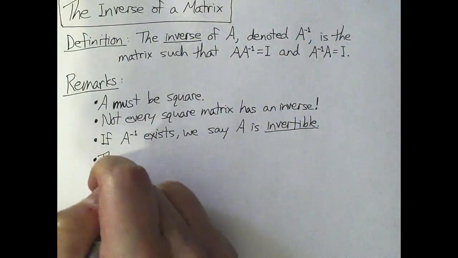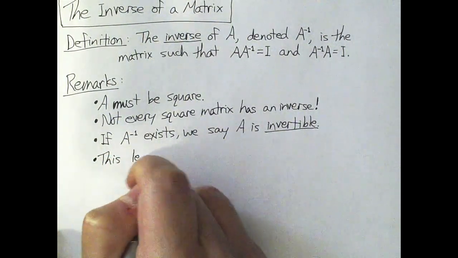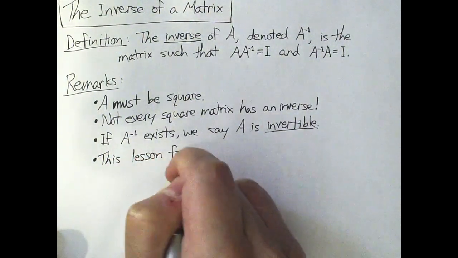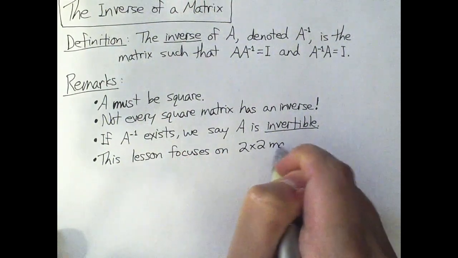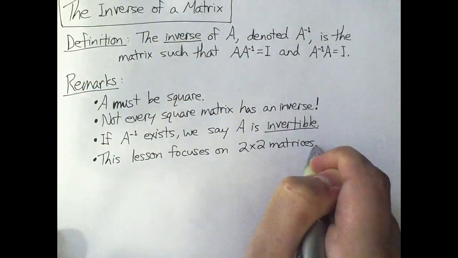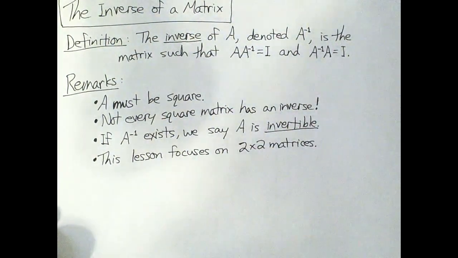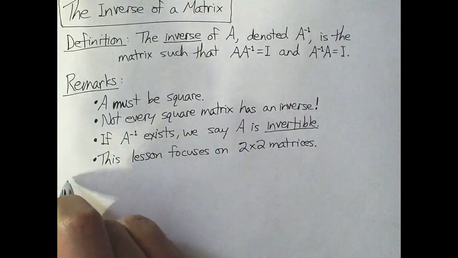And another remark, this lesson focuses on 2x2 matrices. Now the above definition is something that we could talk about for square matrices, but for now, to get started, we want to focus on the smallest possible case. I guess you could say 1 by 1. Maybe we could talk about those, but 1 by 1 matrices are not very interesting. So 2 by 2 is the smallest case we can look at that is actually interesting.